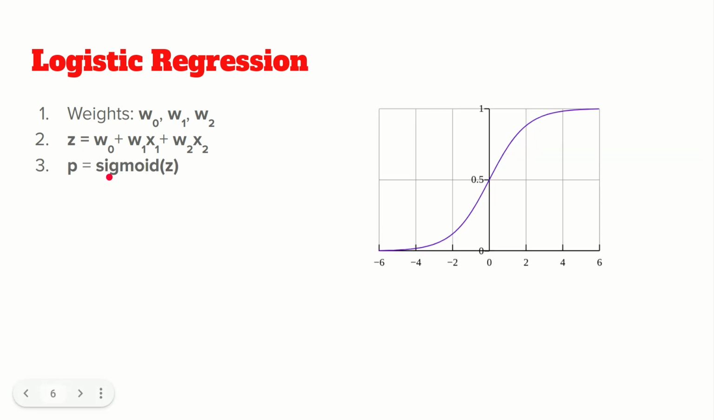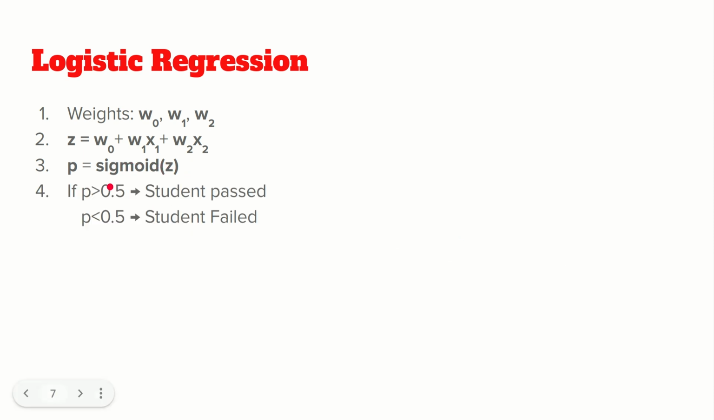Next, we'll apply a non-linear function, that is sigmoid, on the argument that we obtained in step number 2. This will give us a value P. This P will have a value between 0 and 1. What the sigmoid activation function does is map any value into the range of 0 to 1. This is exactly what the sigmoid activation function is doing over here.